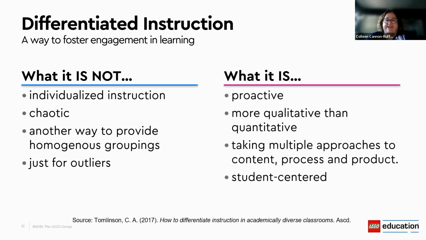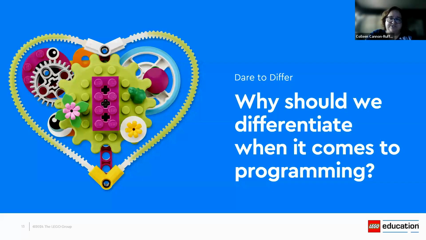Differentiation is proactive. It's when the teacher is looking at the learning and setting up those different pathways in order to provide a variety of ways for students to get at and express their learning. It's more qualitative than it is quantitative. It's not just about adding more and more assignments for those students who are done to be able to keep learning, right? It's more about the types of things that they're doing in the classroom, the nature of the assignments that they're working on. It's about taking those multiple approaches to the content, the process, and the product. It's about making this experience student-centered.